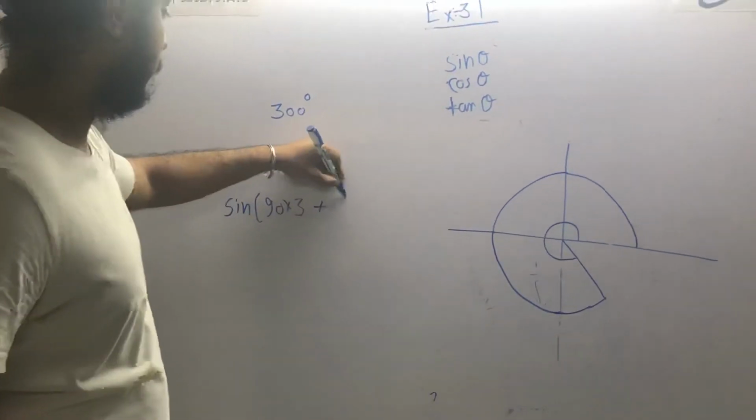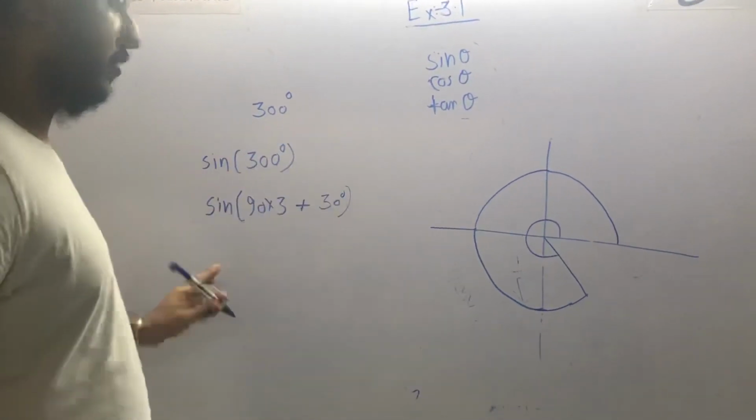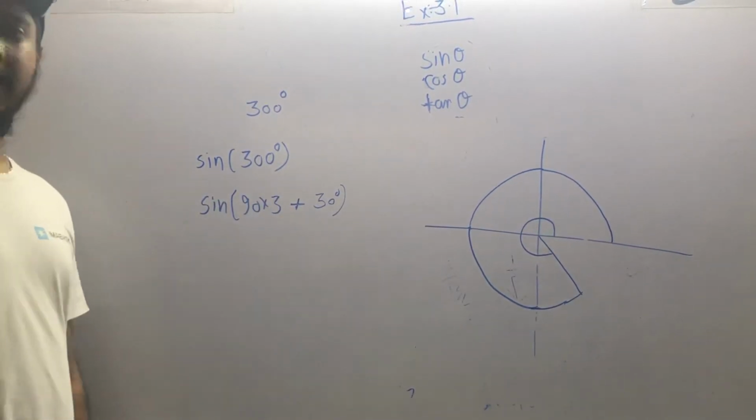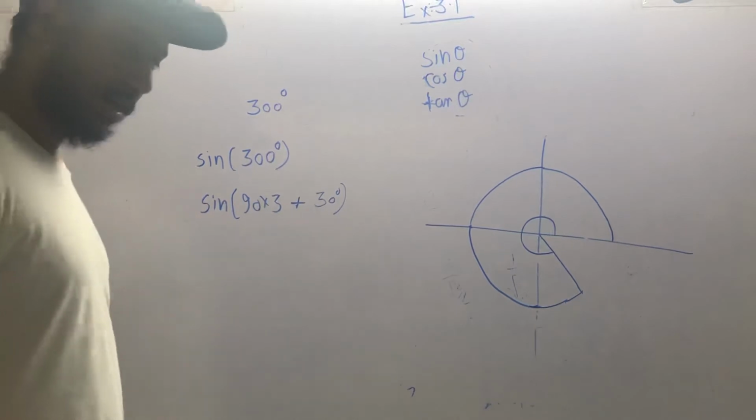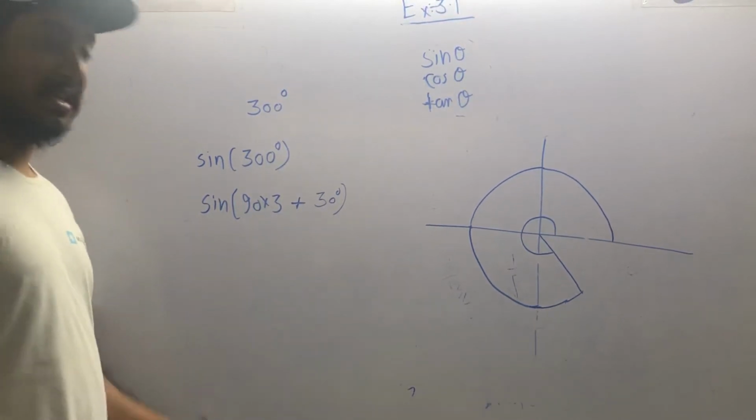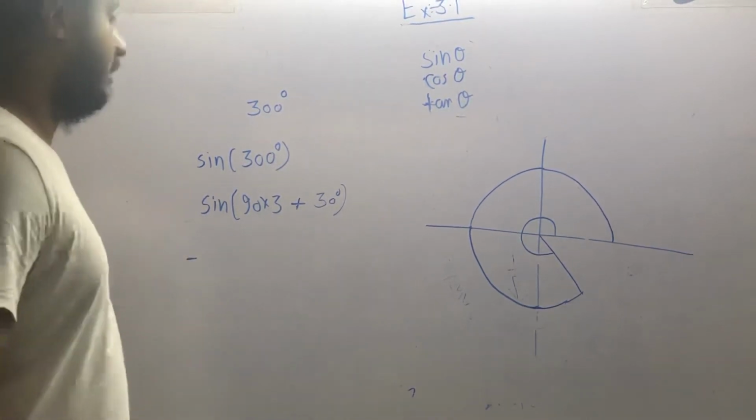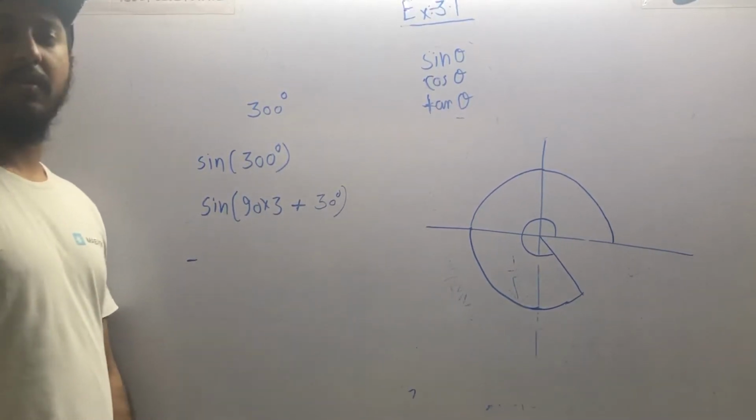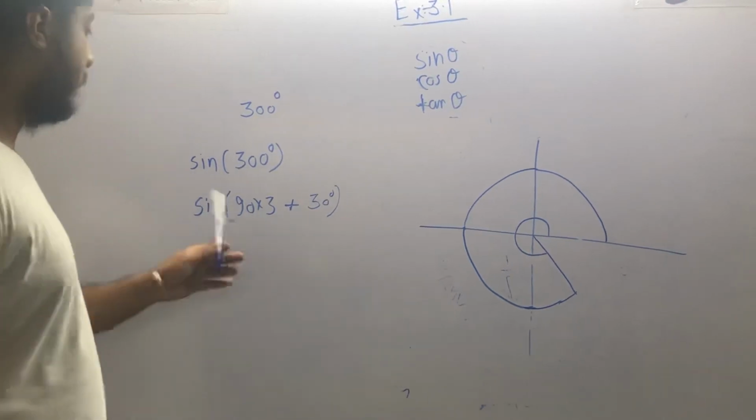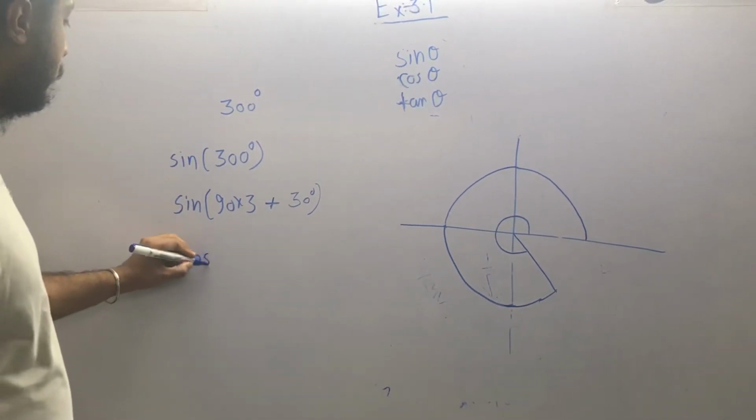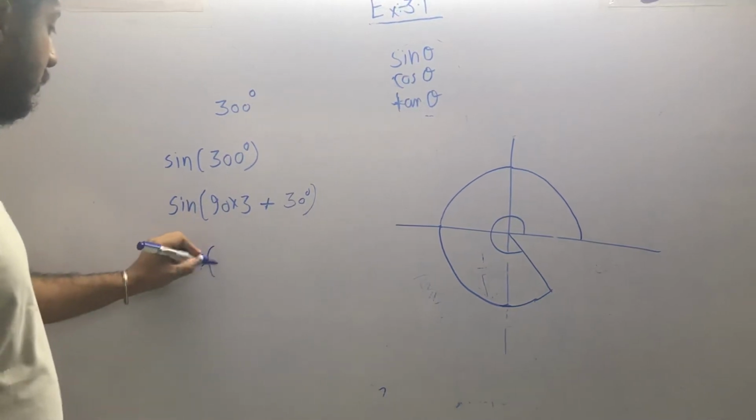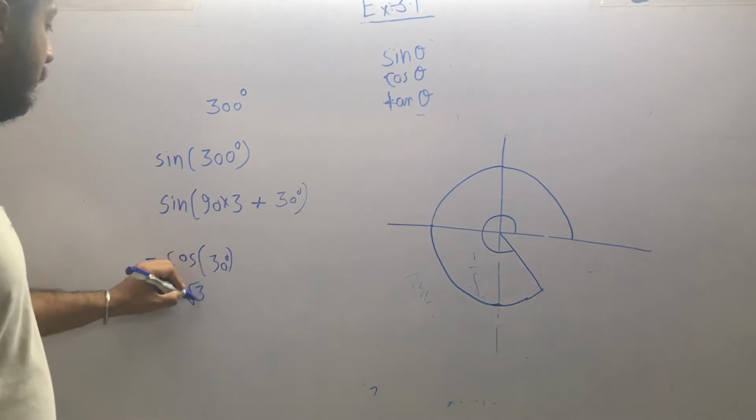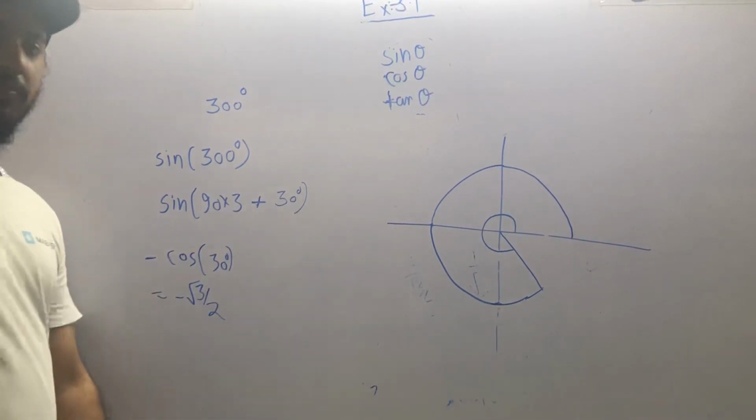So this will be sine of 90 into 3 plus 30. I showed you already how this came out to be. Which quadrant is this lying in? The fourth quadrant. In the fourth quadrant, is sine negative or positive? Sine is negative, so I will write a negative sign here. Now what is the multiple here? The multiple is 3. Is 3 even or odd? It is an odd number, so sine will get converted to cos. The angle is 30, so this comes out to be minus root 3 by 2.